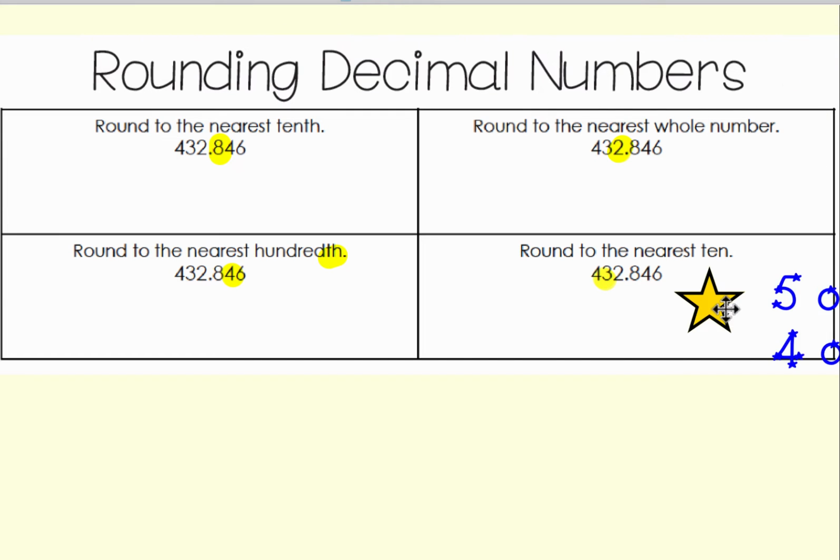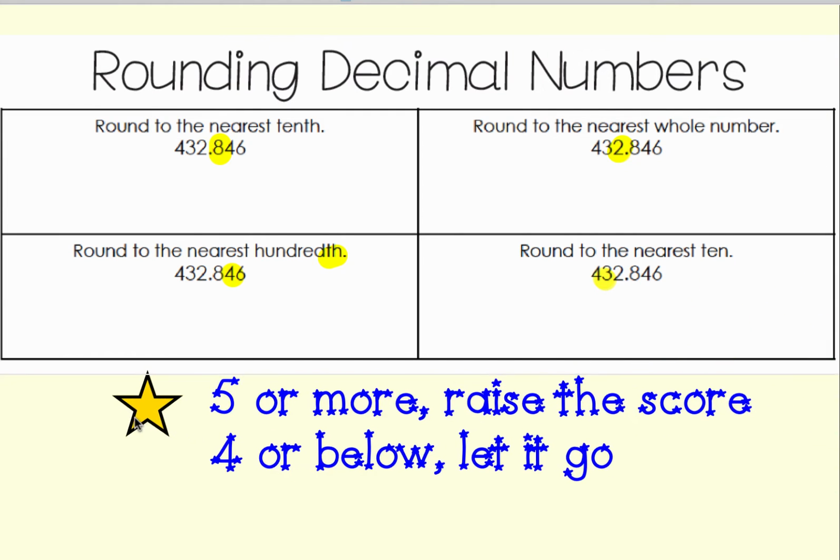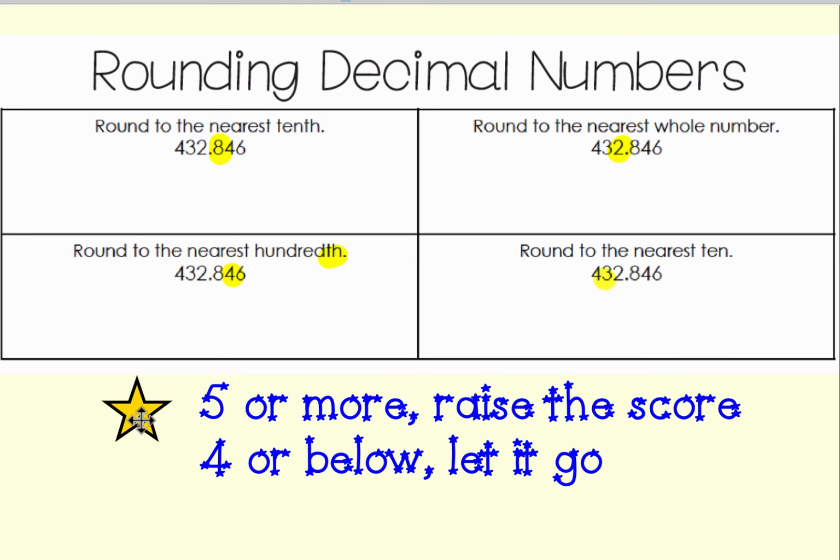There's a little way to help you remember, and that's this little phrase that I've heard people say before. 5 or more, raise the score. 4 or below, let it go. It just means if the digit you're looking at to the right of the place value is 4, 3, 2, 1, or 0, you just drop all the decimal values to the right of that digit. If the digit to the immediate right is 5, 6, 7, 8, or 9, we increase that digit by 1 and drop the rest.